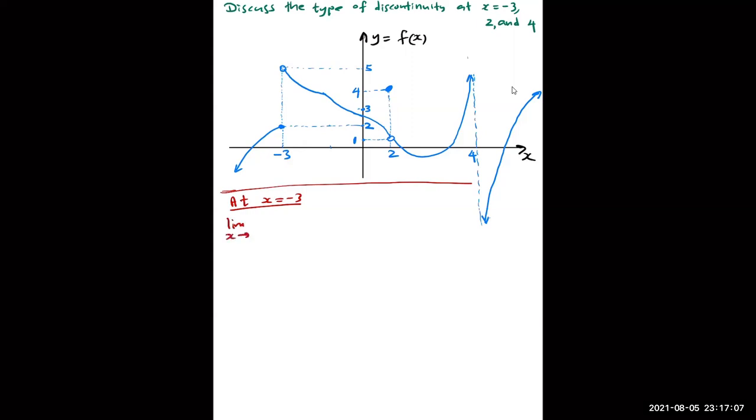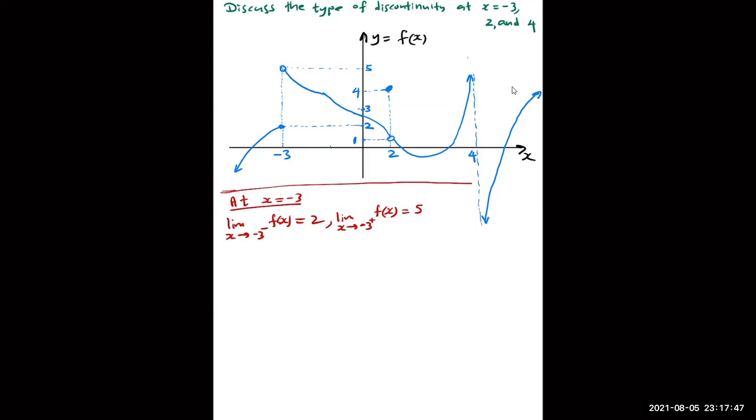The limit as x goes to -3 from the left-hand side of f of x is equal to, clearly, 2, right? As x approaches -3 from the left-hand side, your y value is approaching this particular y value, which is 2. And the limit as x approaches -3 from the right-hand side of f of x is equal to 5, right? As x approaches -3 from the right-hand side, your y value is approaching this one. This is 5.